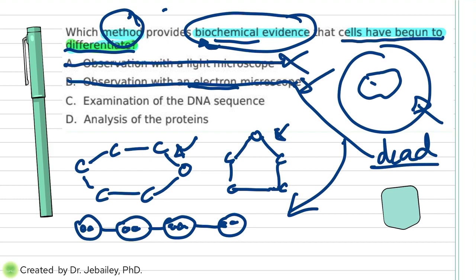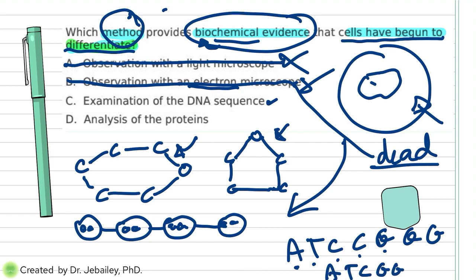Next, examination of DNA sequence. Well, okay, it could be DNA sequence, but what examination of DNA sequence means is A, T, C, C, G, G, G. That's what you're doing. You're checking the sequence. Or maybe the other one is A, T, C, G, G, G, G. So you're examining the sequence that is going on.